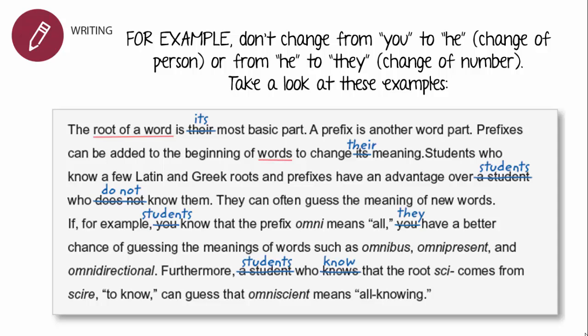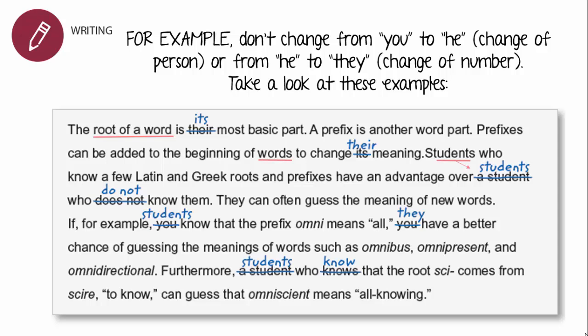Students who know a few Latin and Greek roots and prefixes have an advantage over a student, and again, the writer has made a correction because I was talking about students, about many students, and now I have to continue talking about the same. In this case, it's not a pronoun, what the writer is correcting. As the writer has corrected students from a singular noun to a plural noun, now he needs to correct the verb as well, and he changes does not for do not.